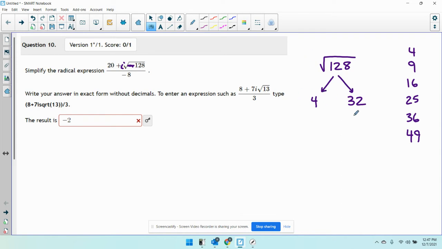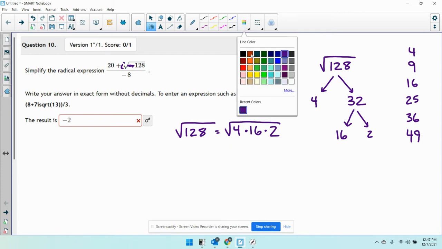Okay, well, 4 I can leave because that's a perfect square. Can I write 32 as a perfect square? Well, 32 is going to be 16 times 2. So I can write the square root of 128 as the square root of 4 times 16 times 2.